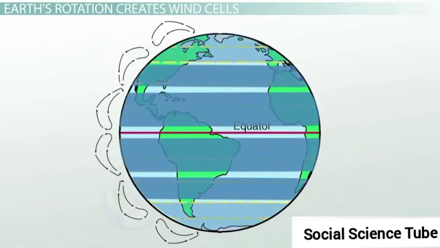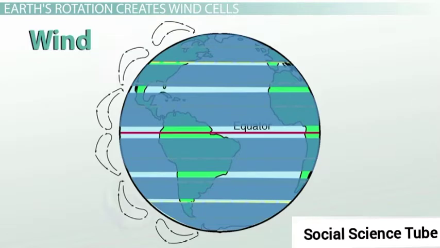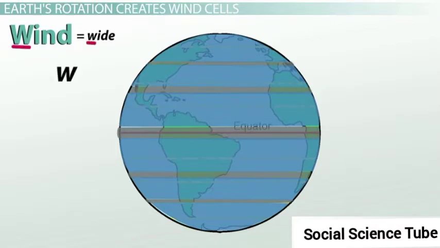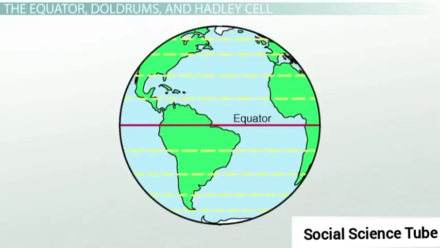Each cell is like a wide belt around that part of Earth, and in these belts we get wind, which is horizontally moving air. Where each cell meets is also like a belt, but these are opposite to our cells. They are thin, windless strips that girdle Earth. You can remember which is which because the windy cells are wide and both begin with W. Let's start along the equator.